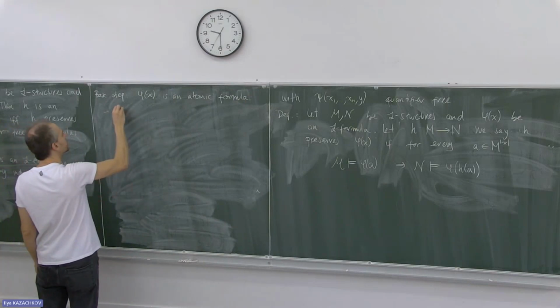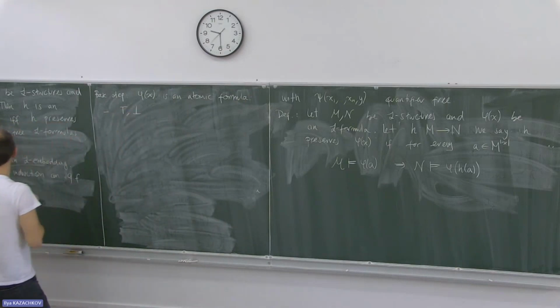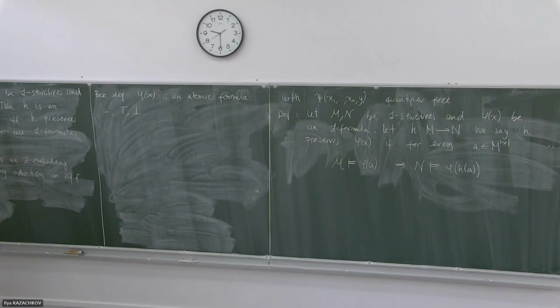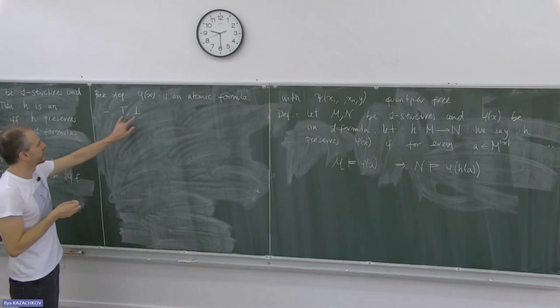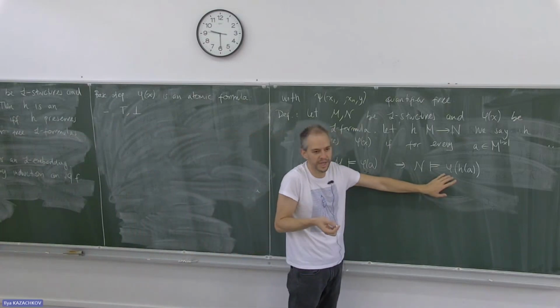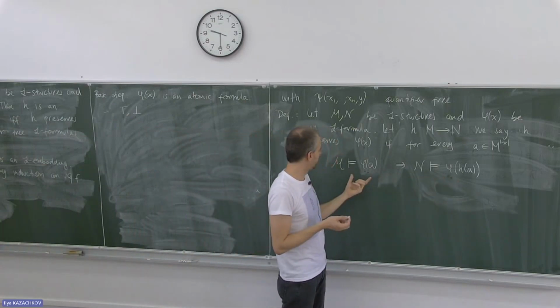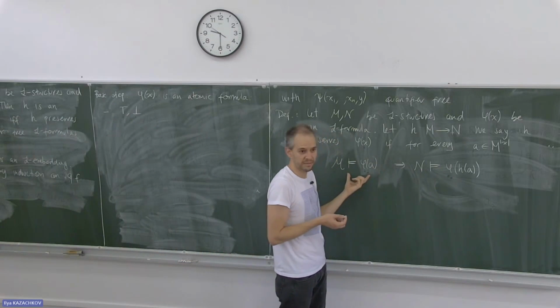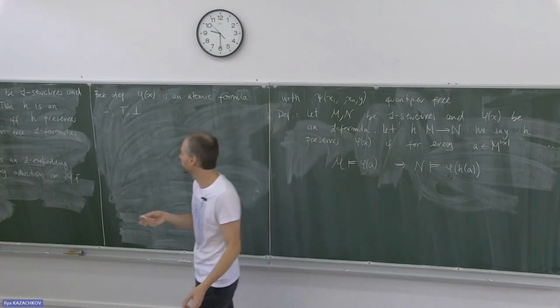Okay, for these two, this is obvious, right? Because either M always satisfies the truth, and of course N as well, and the other one is true by default. This is trivial.